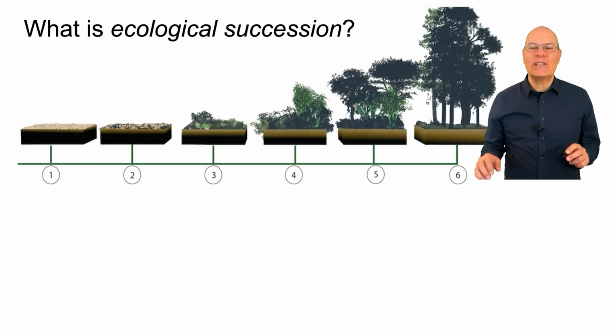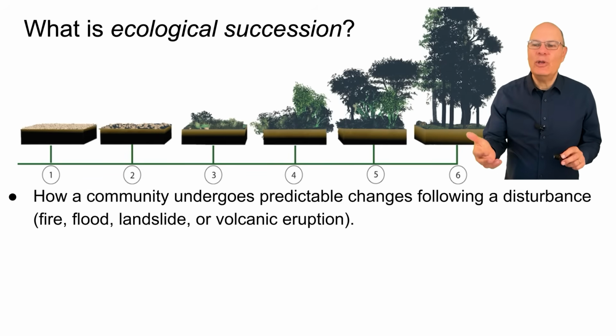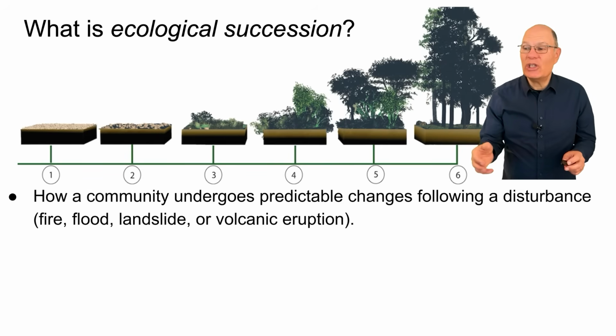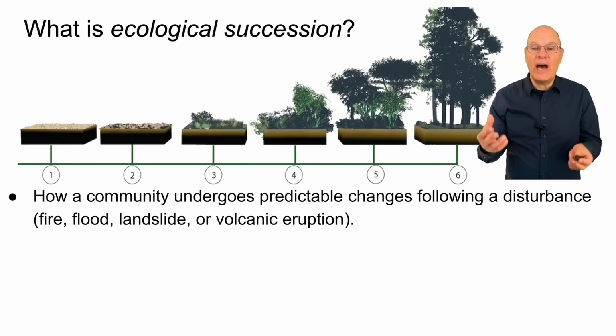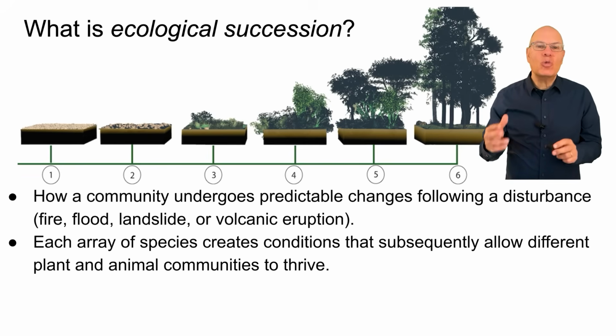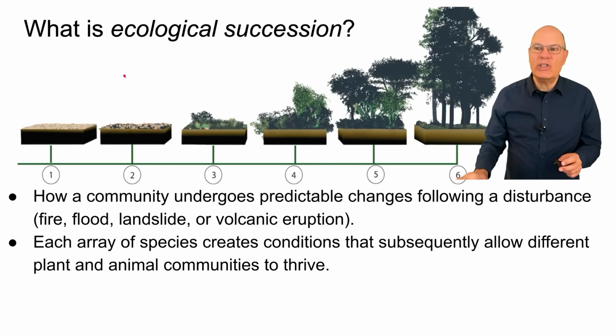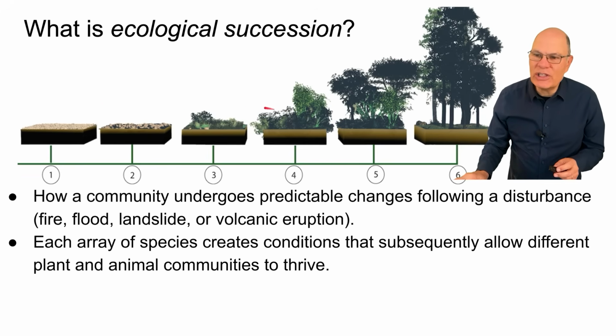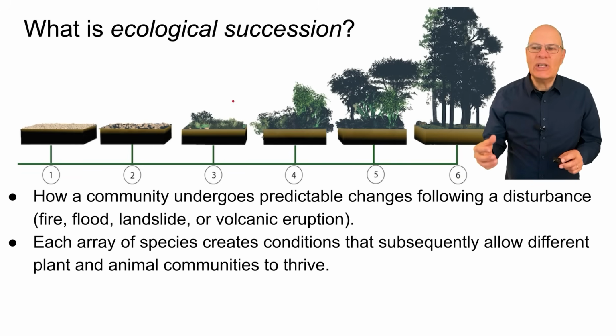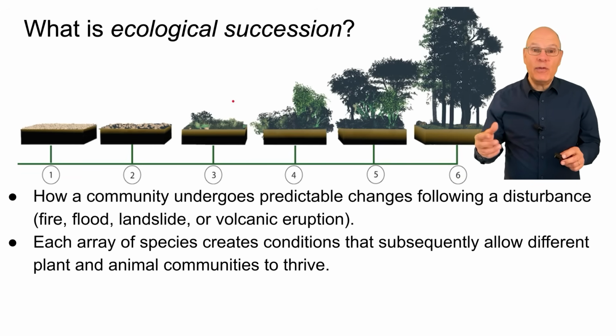Topic 8.5, Community Ecology, Part 4, Ecological Succession. What is ecological succession? It's how a community undergoes predictable changes following a disturbance, such as a fire, flood, landslide, or volcanic eruption. Each array of species in each stage, so these are the different stages of succession, creates conditions that subsequently allow different plant and animal communities to thrive.